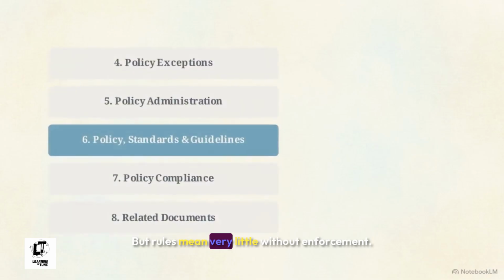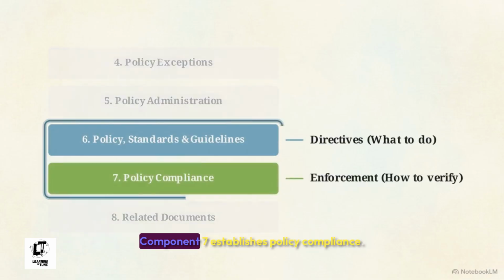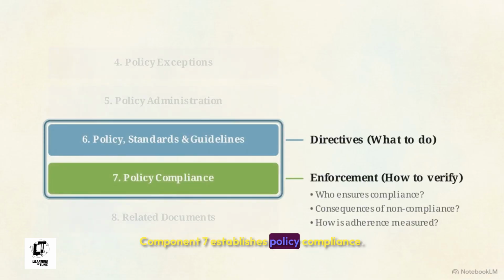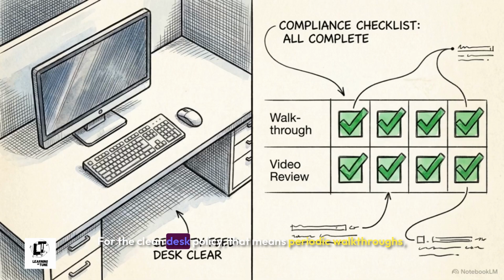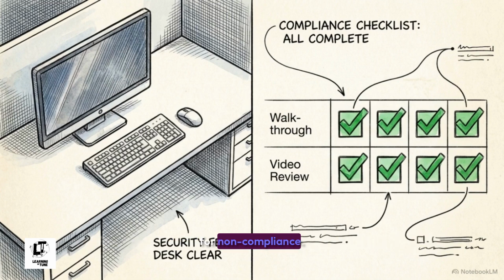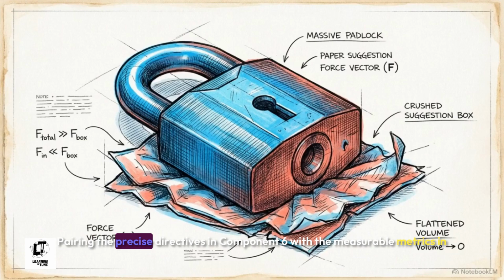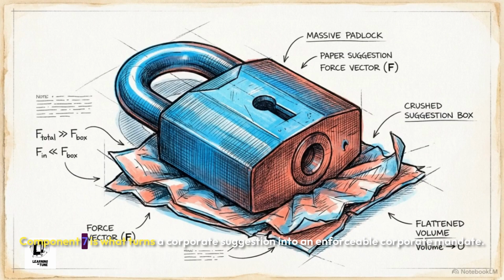But rules mean very little without enforcement. Component 7 establishes policy compliance. Here, the text dictates exactly how adherence is measured. For the Clean Desk Policy, that means periodic walkthroughs, video monitoring, and internal audits, along with a clear outline of the consequences for non-compliance. Pairing the precise directives in Component 6 with the measurable metrics in Component 7 is what turns a corporate suggestion into an enforceable corporate mandate.